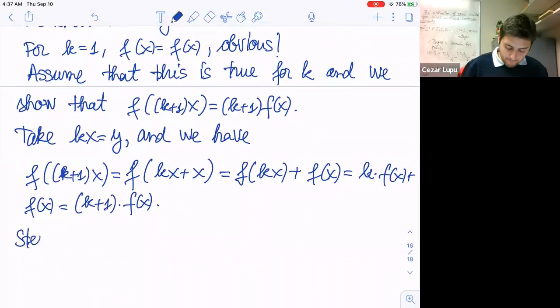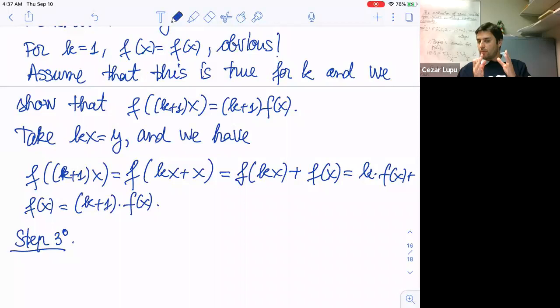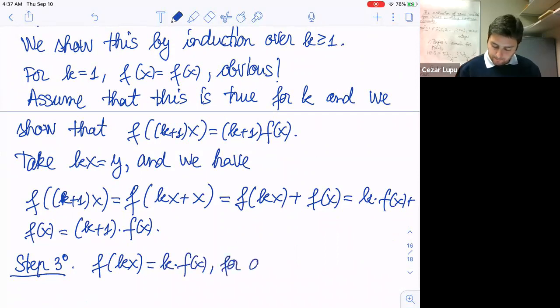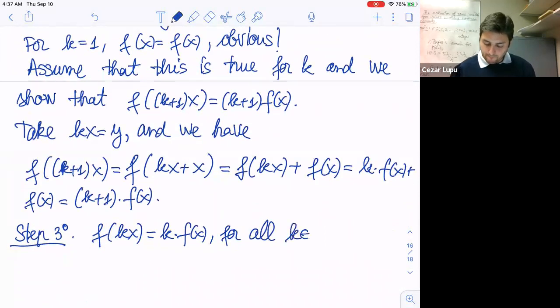Step 3. We want to extend this from positive integers to integers. So what we're going to do is the following. We want to show that f of kx is the same as k f of x for all k in Z and x in Q.